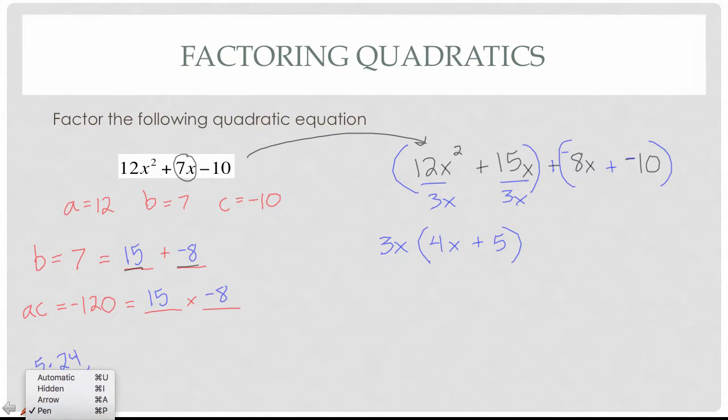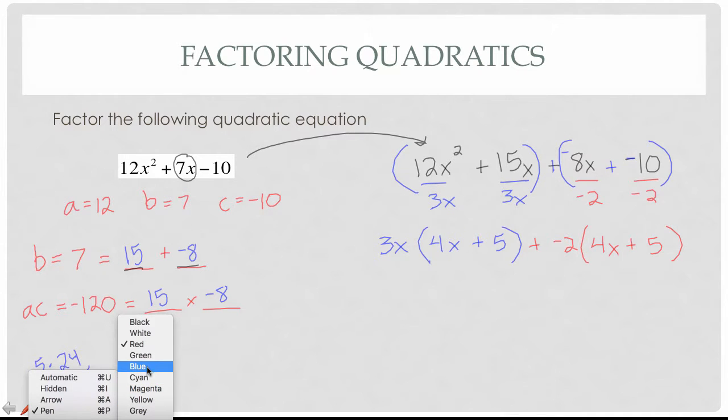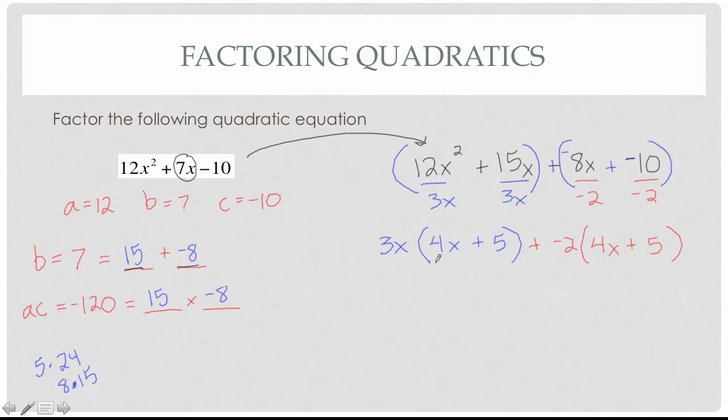Now I'm going to do that with the other one. Let's pull out some red. And I'm going to look at what's in common between negative 8x and negative 10. I can factor out a negative 2. And what do I have left? 8 divided by 2 gives me 4. Negative 10 divided by negative 2 is 5. I still have the x, 4x plus 5. Now here's where I've struck gold, right? I have the common binomials, 4x plus 5. So I can put that in common. And I have left a 3x plus negative 2.